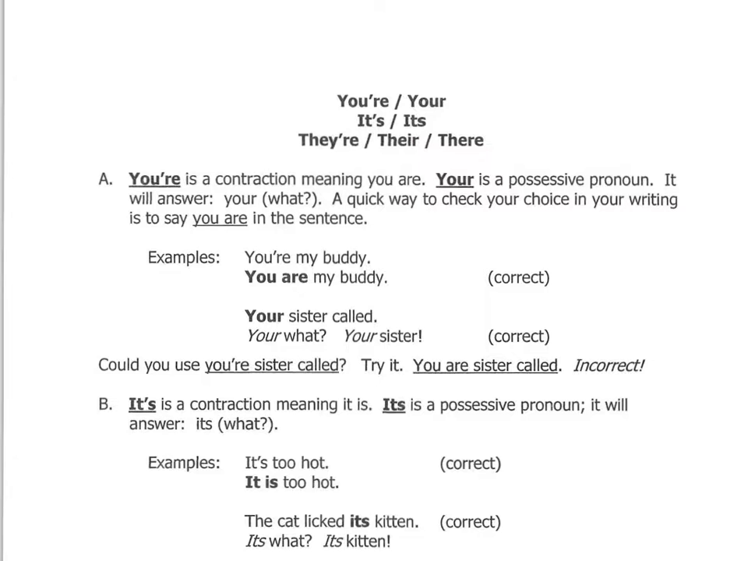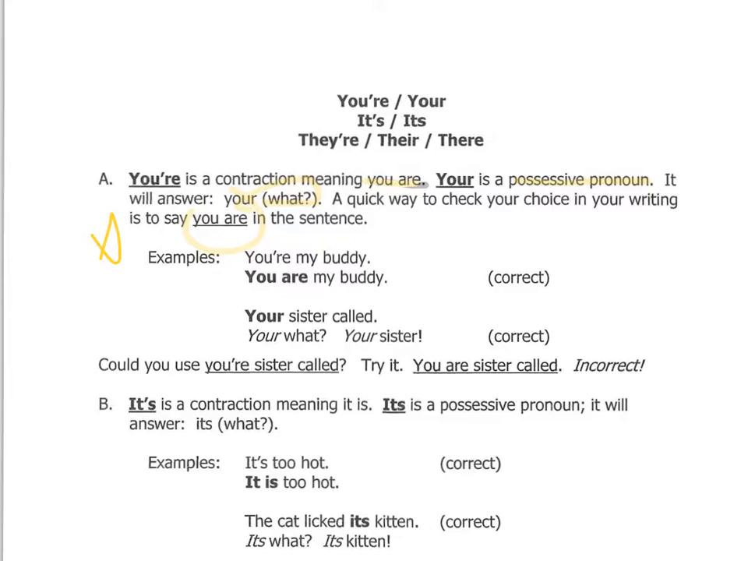Okay, if I write it, you write it. So follow along with me. A: you're is a contraction meaning you are. Your, Y-O-U-R, is a possessive pronoun. It will answer your what? A quick way to check your choice in your writing is to say you are in the sentence.